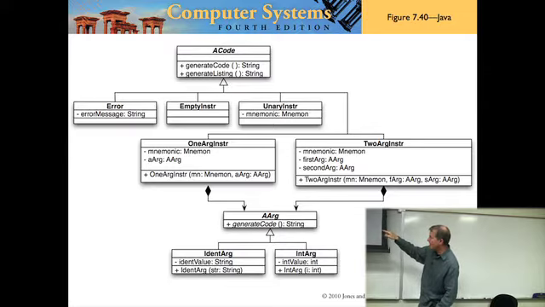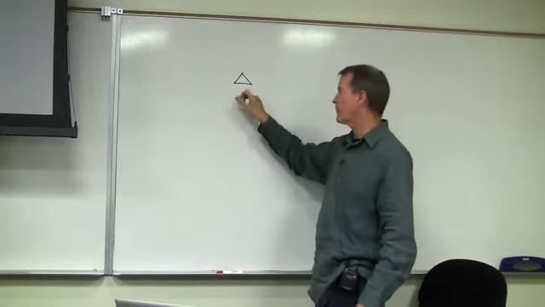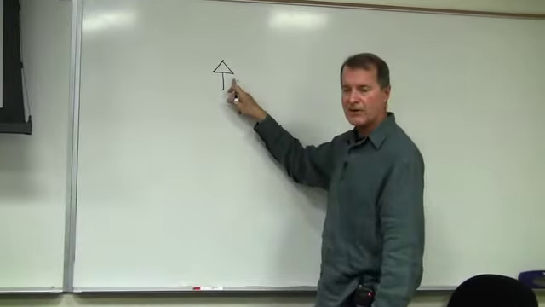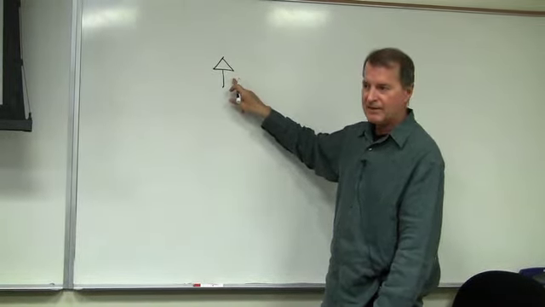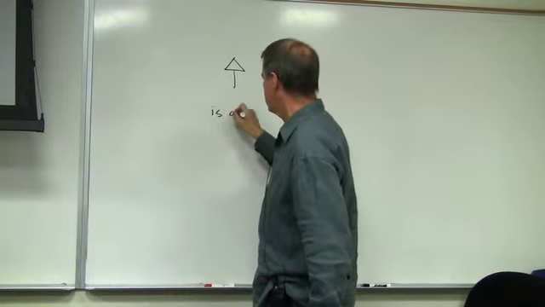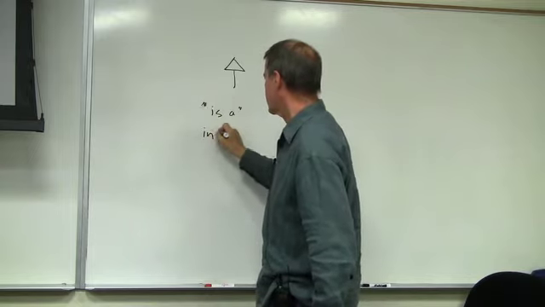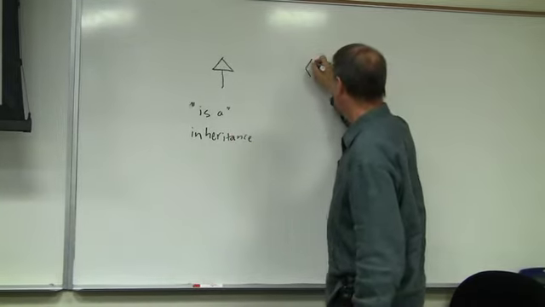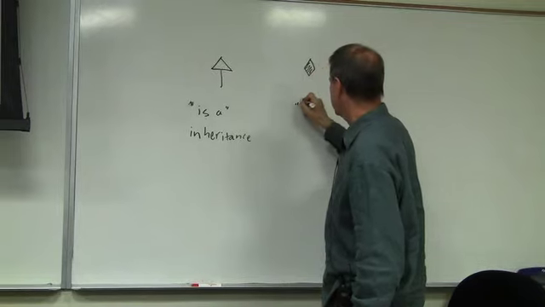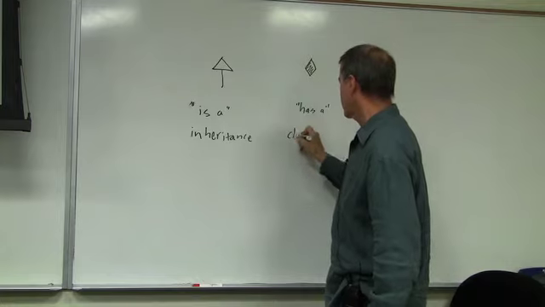Now, what's the difference between these symbols? What does this symbol stand for in a UML diagram? ISA, which means inheritance. Yeah, you're right. That's ISA, and this is inheritance. And then this one is HAS-A. And this one, do you remember what we call this? Yes, class composition.